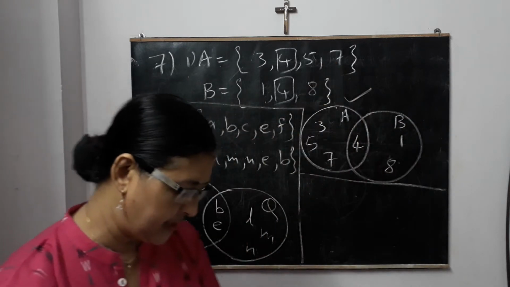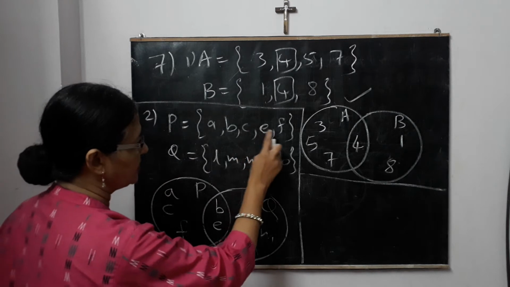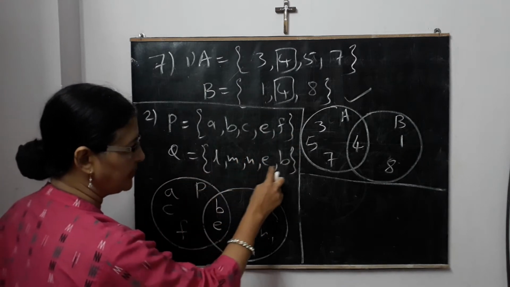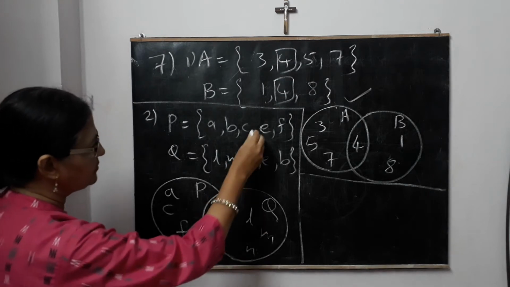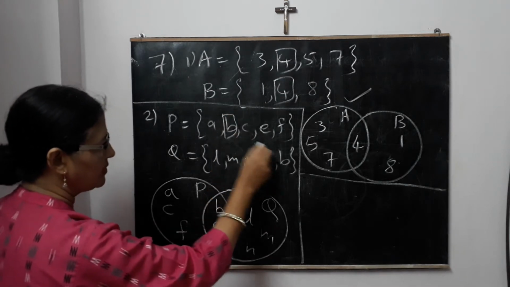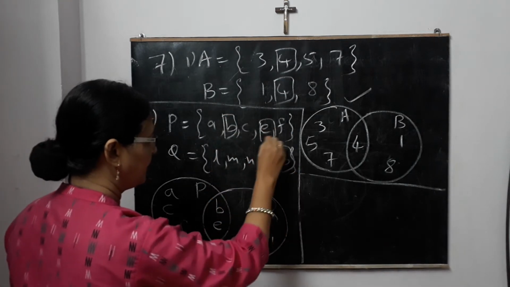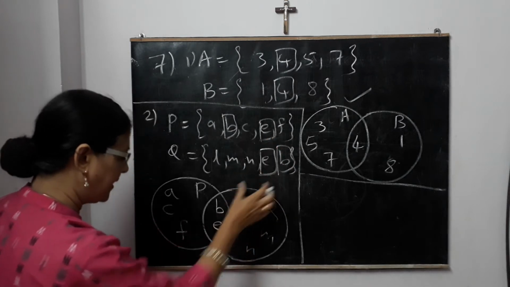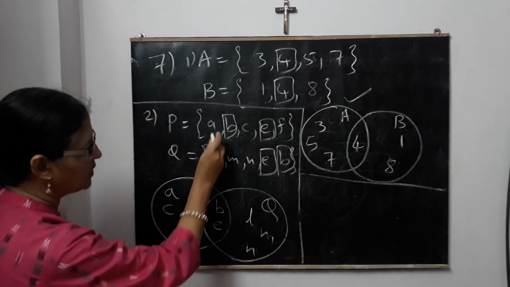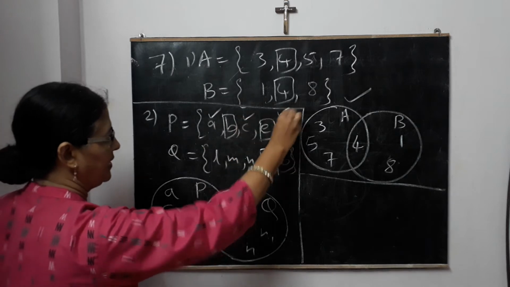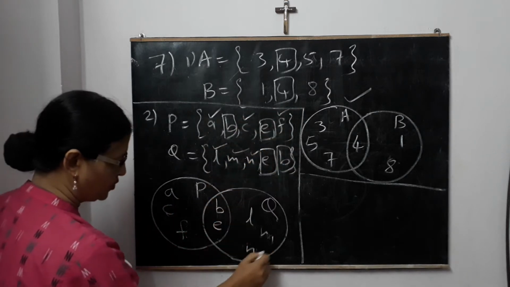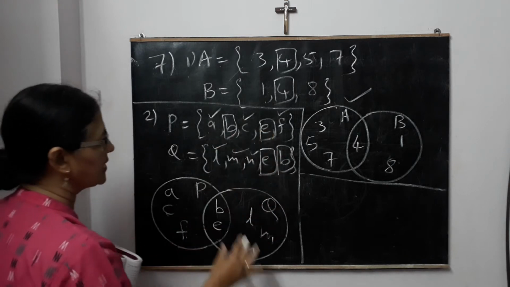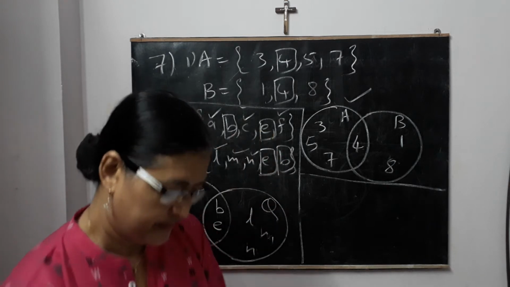Second question: P is a set which is given as A, B, C, E, F. Q is the set L, M, N, E, B. Again, intersection of P and Q. Among that, which is common? B, okay, and E is also common. That B and E you are going to put in the common part. What are remaining? A, C, F. Put here A, C, F, and L, M, N you will write in the Q. This is the first and second question.